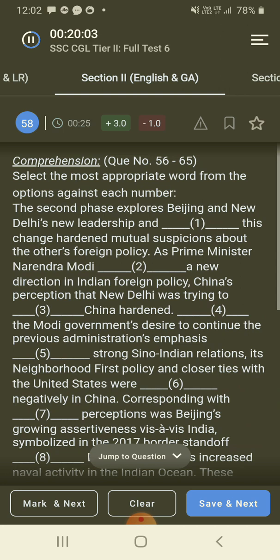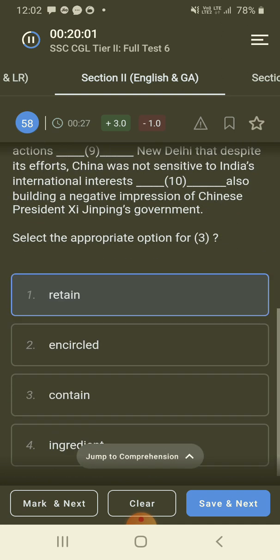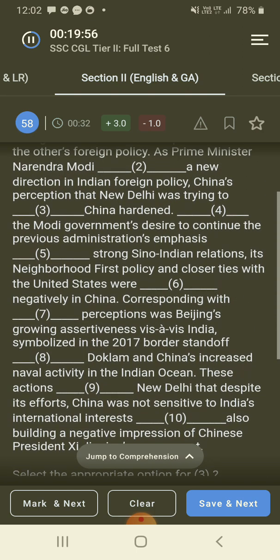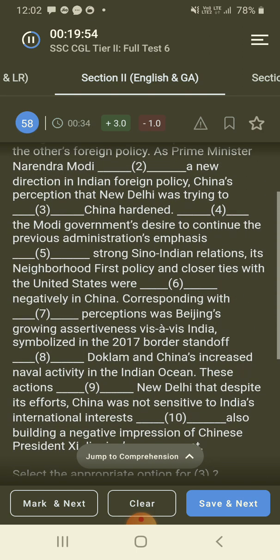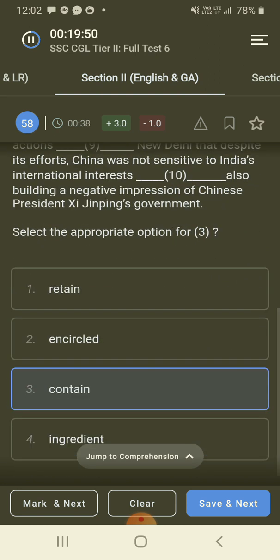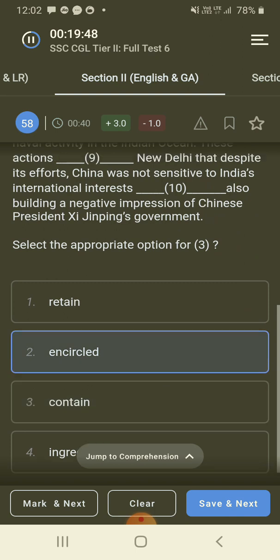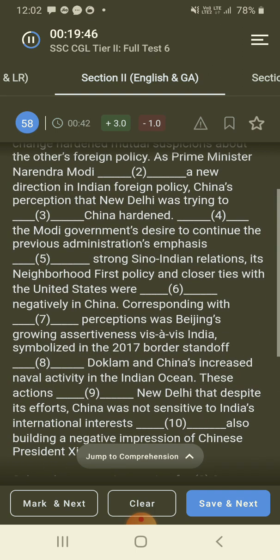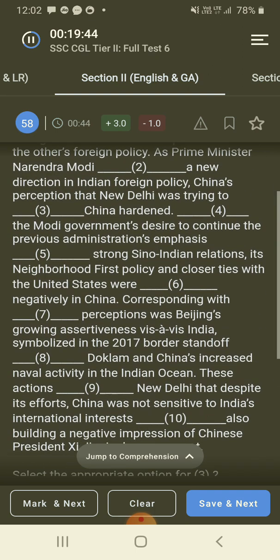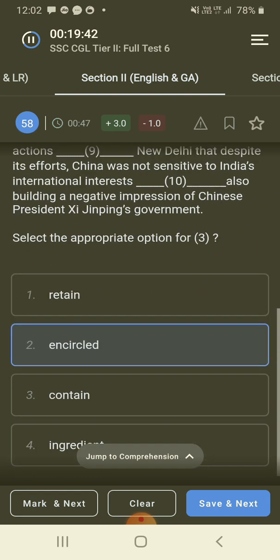China's perception that New Delhi was trying to encircle and contain China hardened.